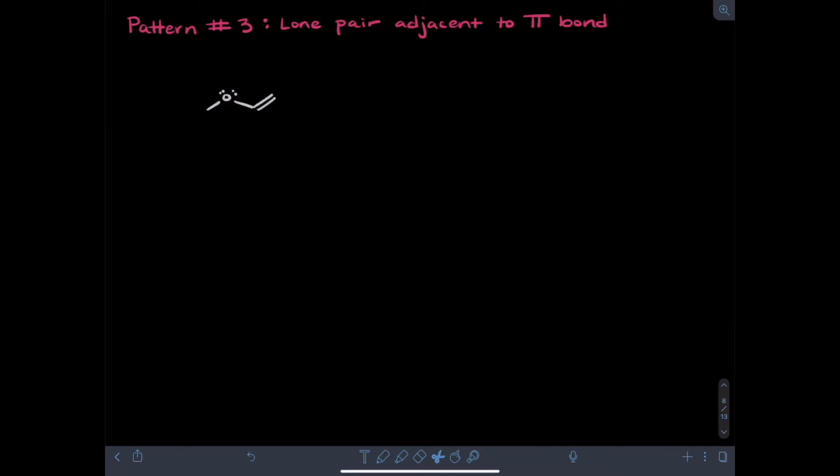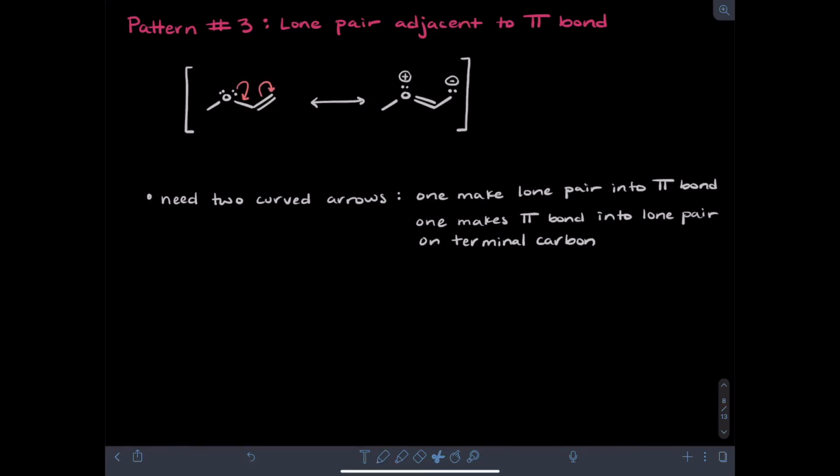My third pattern is if I have a lone pair adjacent to a pi bond. In this example, I have a carbon-carbon pi bond that is next to an oxygen with 2 lone pairs. Watch carefully how I would draw my curved arrows here for this resonance pattern. For this resonance pattern, I need 2 curved arrows. The first one takes a lone pair and makes a new pi bond. And then the second one goes from the middle of the pi bond to the atom on the end of the chain. We could call this our terminal atom, in this case a carbon.